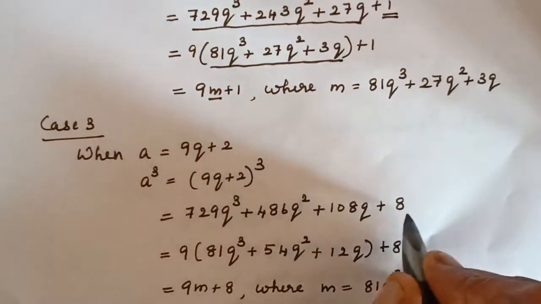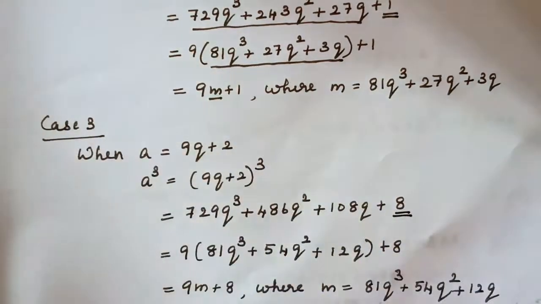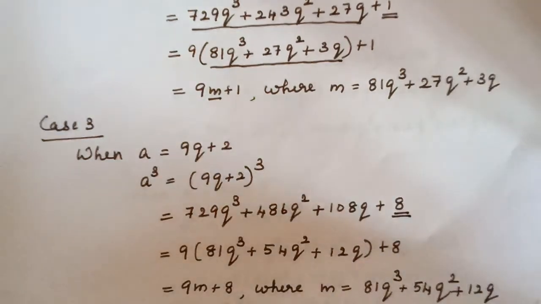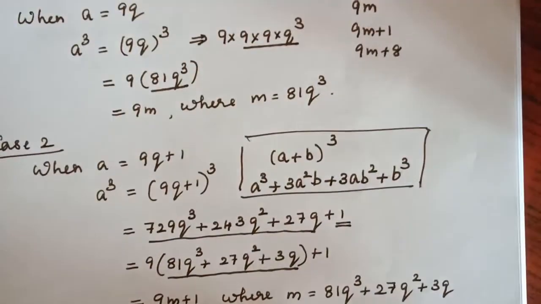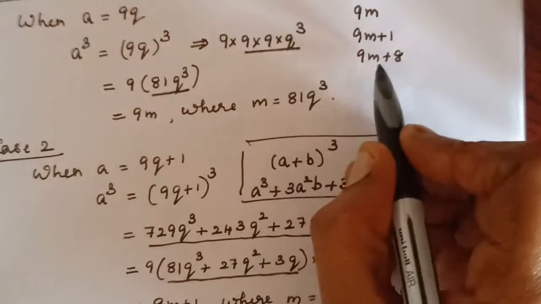So here you could see this 8 is not a multiple of 9, and which is a lesser number than 9, and this is what you have to prove also, that is 9m plus 8. You can show it as 9m plus 8 also.